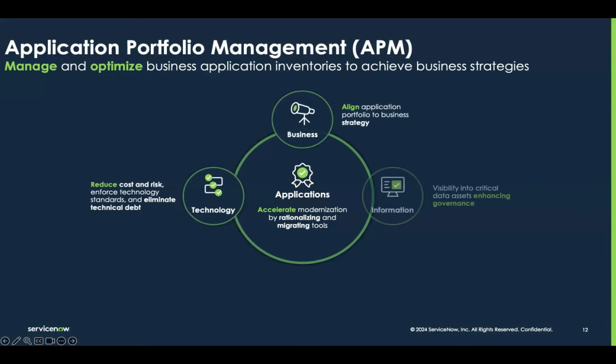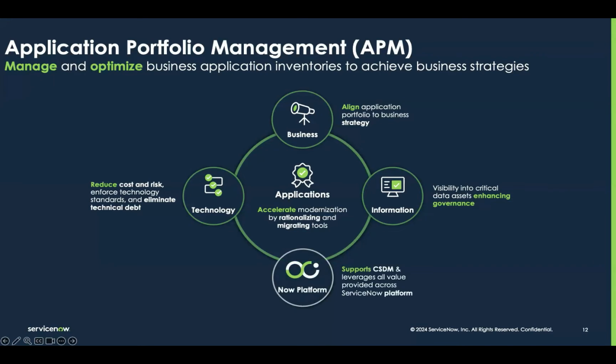So at the core of it, as we said, we have the applications. We have technology alignment and technology standards, two facets of technology management. Business alignment, we do through our business capabilities. We'll talk a little more about them. Capabilities are what your company does. And then information: what information are these systems using?